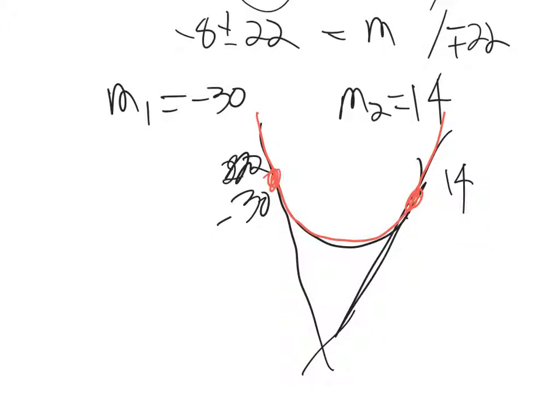So what I need to do is figure out, well, what are the values that create no intersections, okay? One intersection is easy. It's negative 30 and 14. Those two slopes will give me one intersection. But what are the slopes that create no intersections?